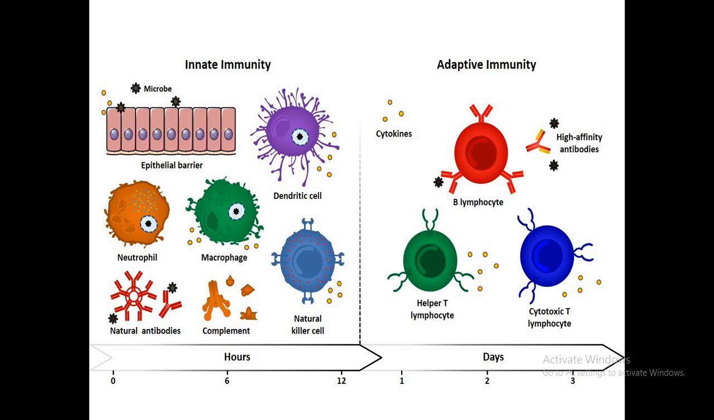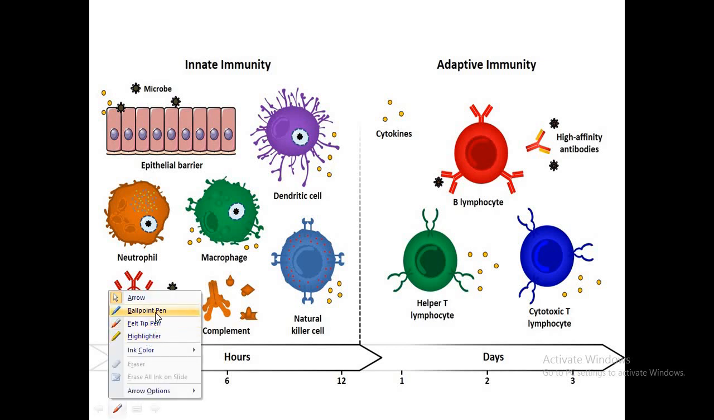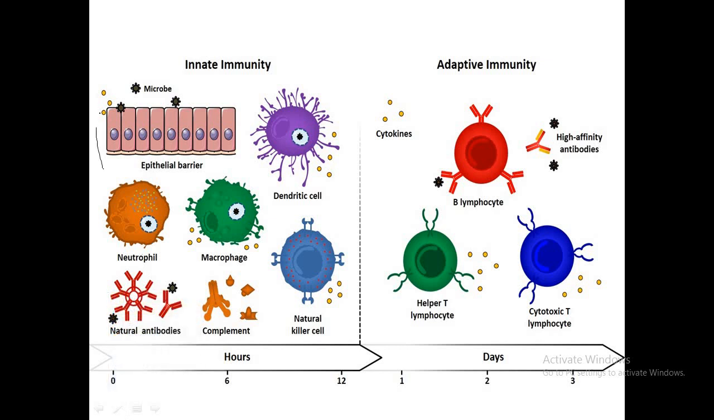I hope you know the meaning of immunity. Immunity is the defense against microorganisms. Innate immunity comprises the epithelial barrier, dendritic cells, neutrophils, and macrophages. All these cells provide innate immunity, and they are the first line of defense against microorganisms. Whenever our body encounters any antigen, the first defense that plays an important role is innate immunity.